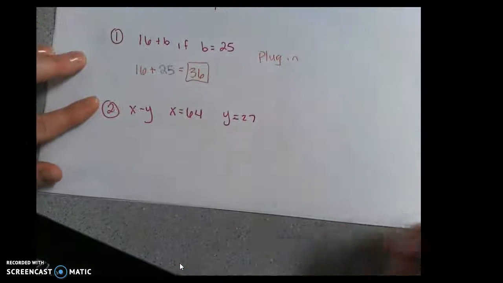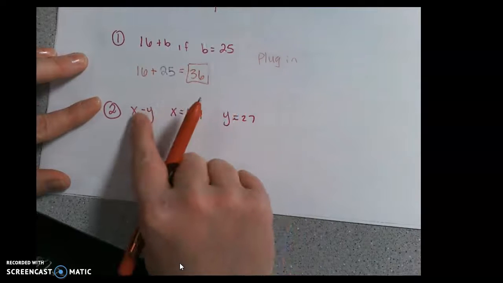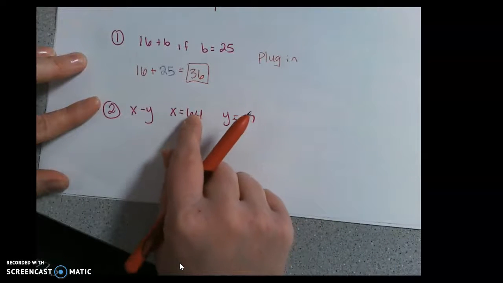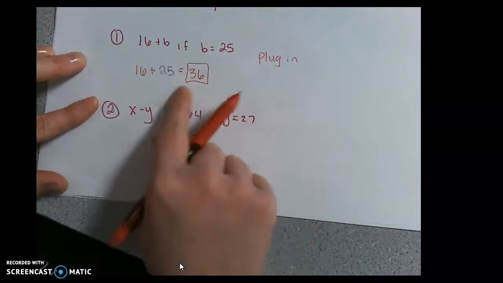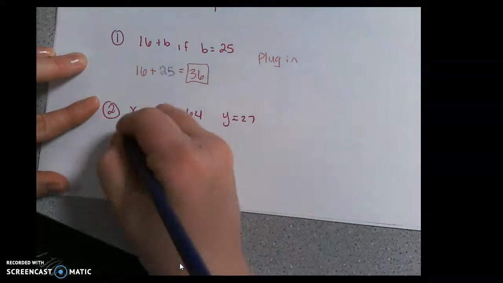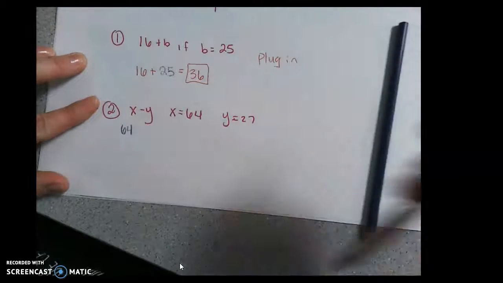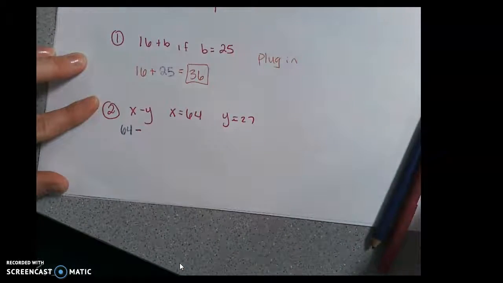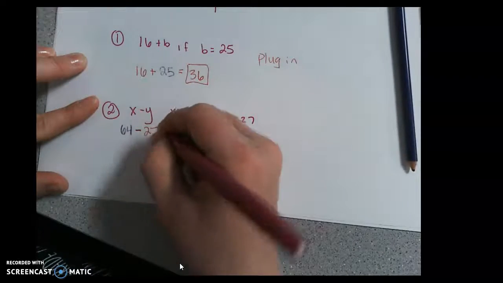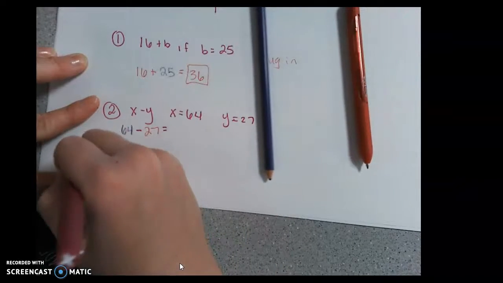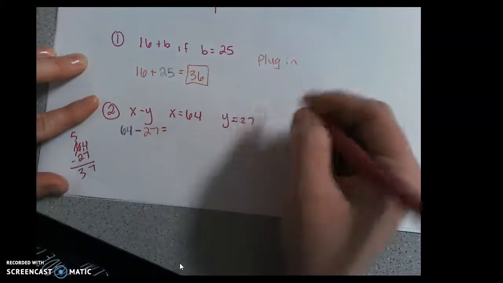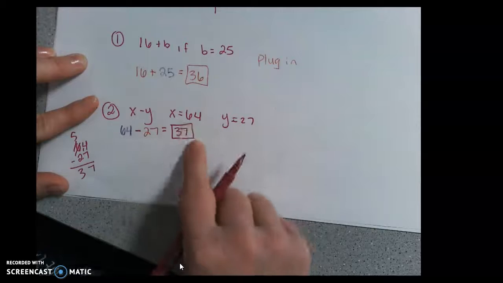All right, now if you look at this one, this is the same thing. Here, they've just told you x minus y. They haven't told you anything else. But they want you to plug in if x is 64 and y is 27. Well, what is that? So we can plug that in. We can do 64 minus whatever y is, 27. So 64 minus 27, what, 37? So if you evaluate that, there's your answer.